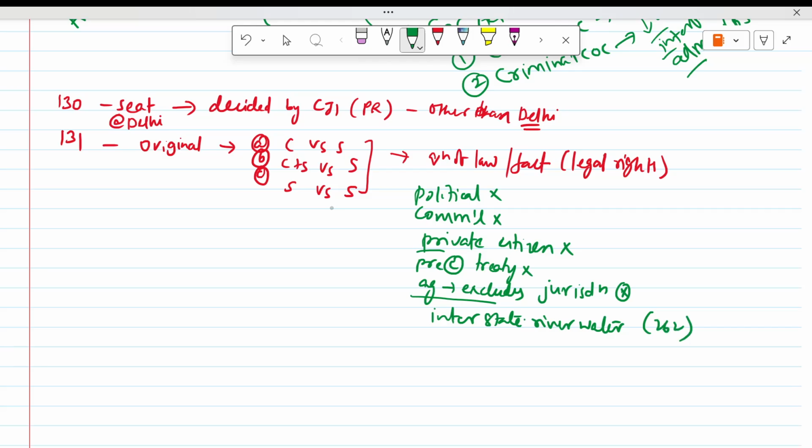Article 262 says, for example, if there is any fight between two states over a certain river, then those two states cannot go to the Supreme Court under Article 131. These are exceptions. Also, Finance Commission matters, anything related, then also you cannot go. Anything of a commercial nature, that you cannot go. So these are the exceptions. Otherwise, the Article 131 original jurisdiction is there.